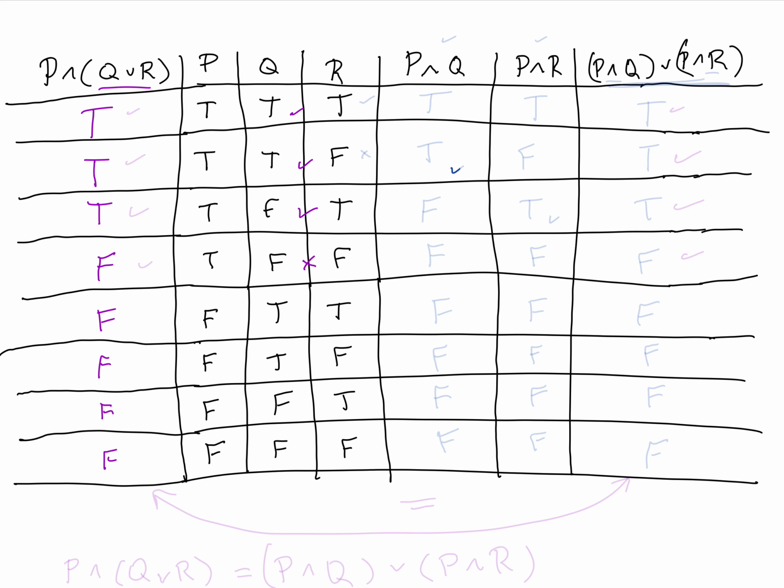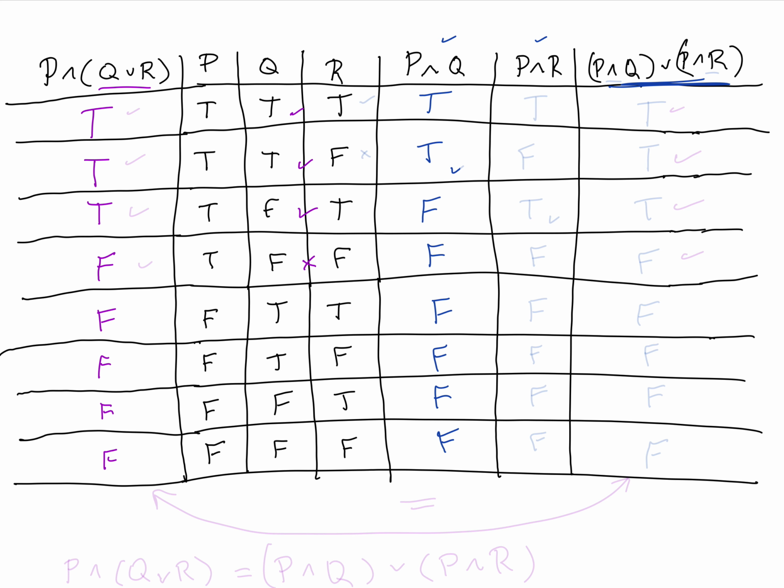Now let's look at our others. I did helper columns for this other one. We're really interested in this, but we'll use these two to help us out. So P and Q, yes, P and Q is true. And P and Q, yes. Here, P and Q is false. And here, P and Q is false because Q is false. And then the rest of the way down, we've got false because P is false.